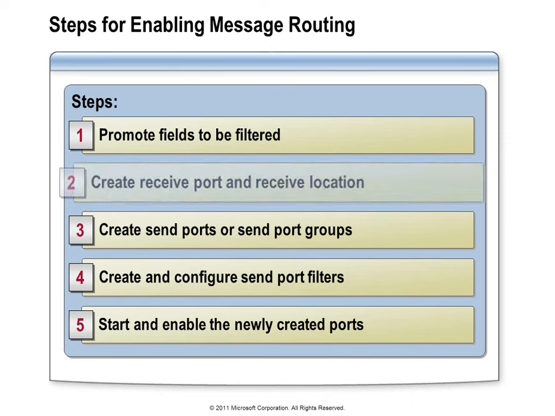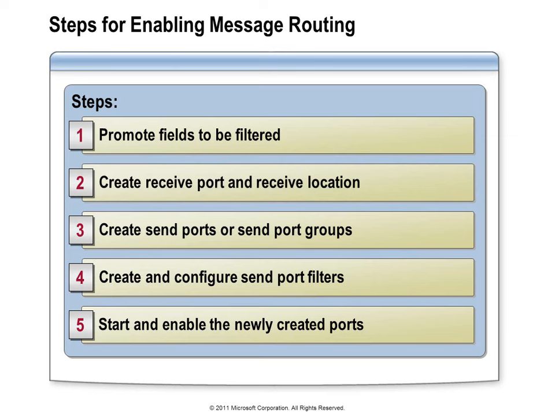So you'll need to create a new receive port, and then within that you'll need to create a new receive location, and then within that you'll need to configure the protocol and pipeline settings. Once you have the receive side set up, then you'll need to configure the send side. So you'll need to create the send ports that will be used to deliver the messages. And if you have a need for any send port groups, you can create those as well. And then as you create each send port, you will need to configure it with a filter expression, which indicates which messages should be transmitted by that send port. Finally, once all of the ports have been created, you will need to start the send ports and enable the receive locations.